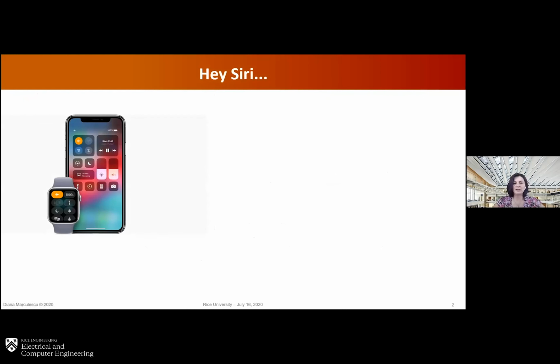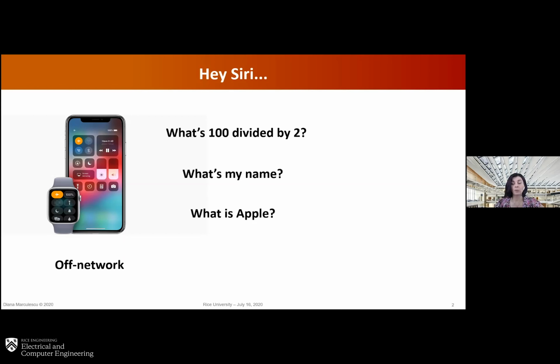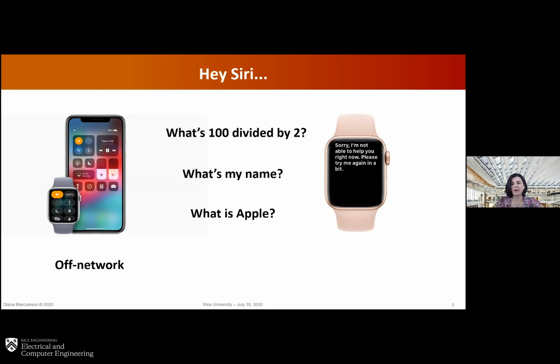If you are trying to query your smartphone or your smartwatch when they're off network, and you ask very simple questions, and this is an actual scenario that I've tried: What is 100 divided by 2? What is my name? Or what is Apple? You are basically not going to get an answer if none of your devices are connected to the network. This is actually a screenshot of my actual watch: sorry, I'm not able to help you right now. Please try me again in a bit.